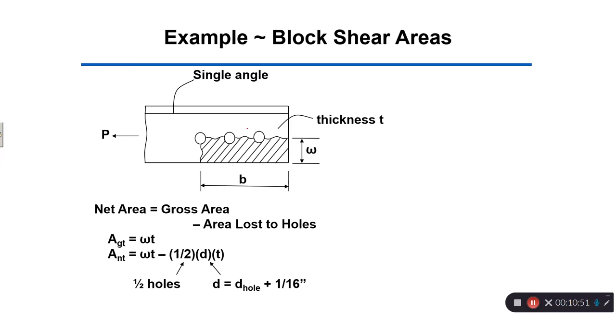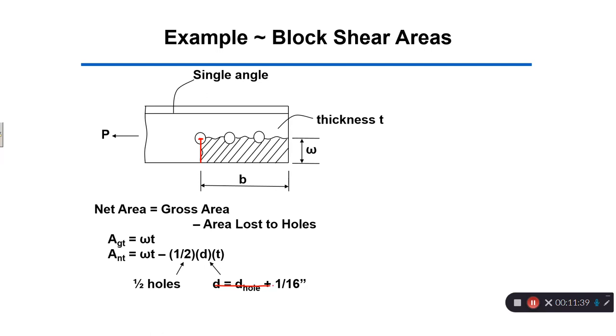Okay, so here is the example. So for example, it's going to tear out like this. So the shaded area is the block going to tear out. And the net area is equal to the gross area minus the area lost to holes. So AGT is going to be this one, right? So AGT is going to be omega times t, the thickness. So ANT is going to be the gross cross-sectional area omega t minus the hole area. Along the plane I only have half holes, so half a hole area is going to be deducted. So a half times d, where d is the hole area.